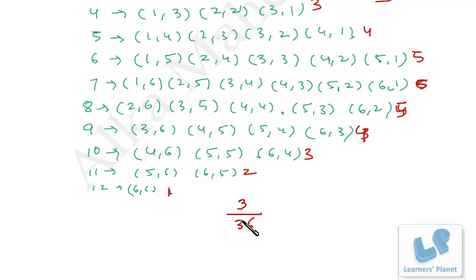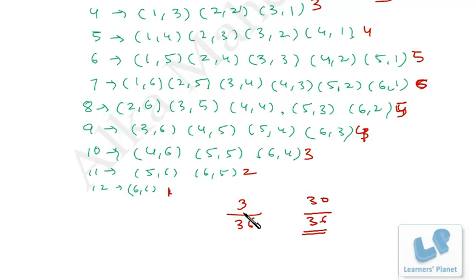Similarly, if we have to calculate for less than 10, then this is for 10, and the remaining cases are 3, 4, 5 and 6. That means 30 cases will be there when the sum is less than 10.